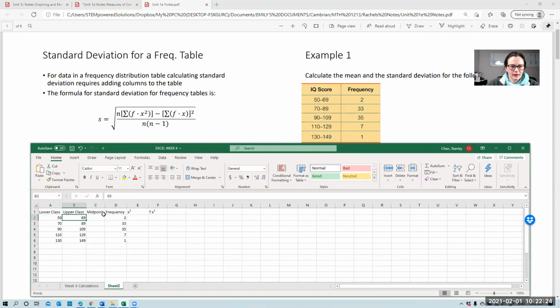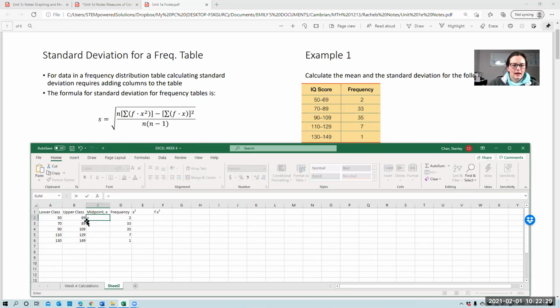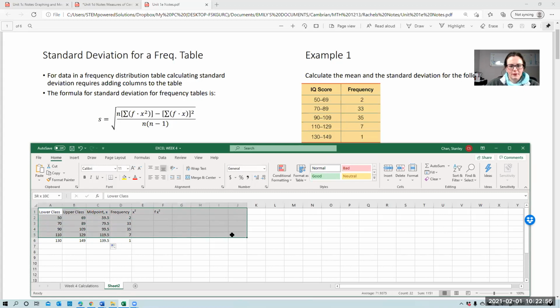Okay. And my midpoint is going to be calculated as open bracket, the lower class plus the upper class, close bracket, divide by 2. Okay, and then I'm going to take this black plus sign and drag it all the way down because I want that formula repeated across all the rows, so all 5 rows. I'm going to turn this into a professionally produced table in a moment.